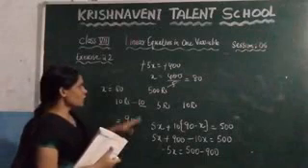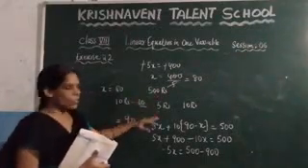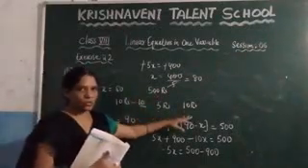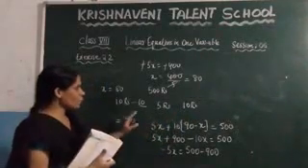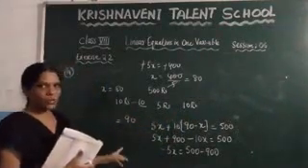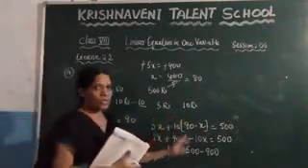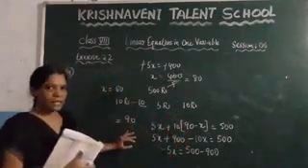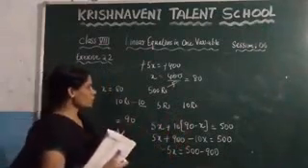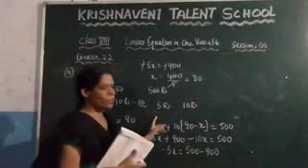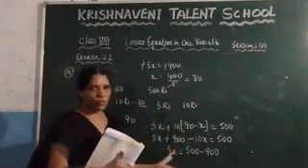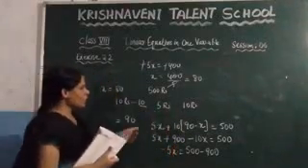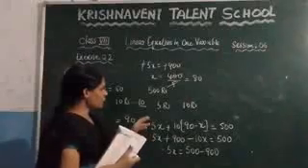This is the question. What they have given: there are 500 rupees, and all are 5 rupee notes and 10 rupee notes. And they have given the total number of notes, that means the 5 rupee notes and the 10 rupee notes together, as 90 notes. Based on this, you need to find how many 5 rupee notes and how many 10 rupee notes are there. Now let us see here.